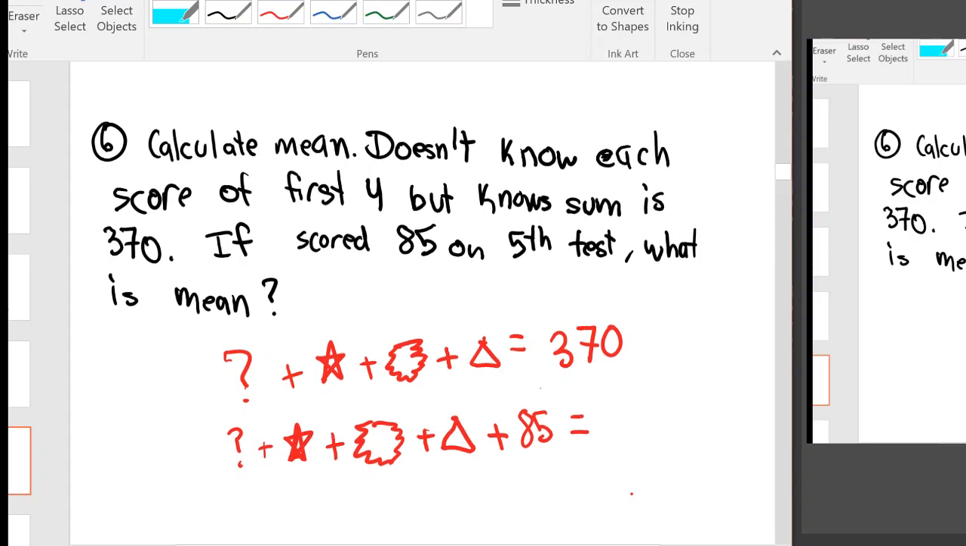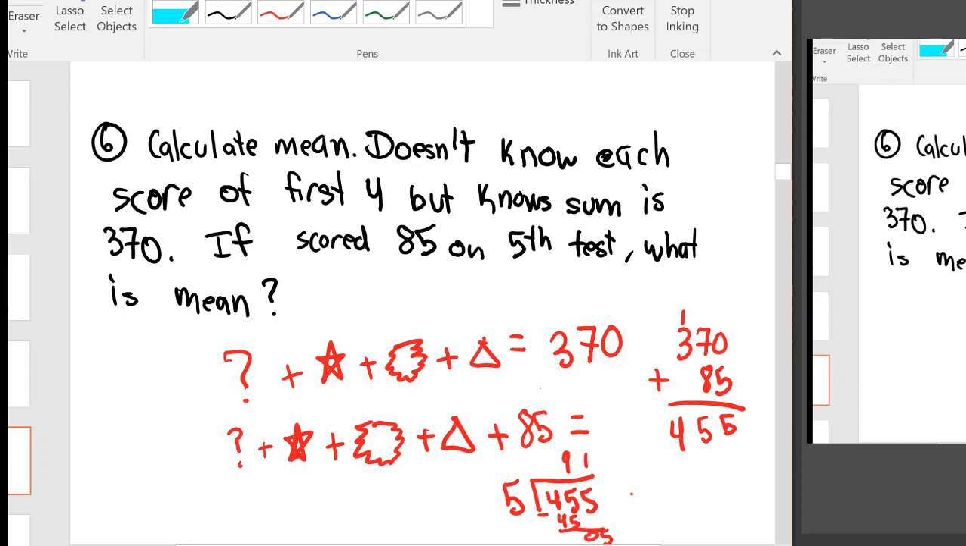I know all of these 4 together equal 370, so if all I'm doing is adding 85 to it, that's 370 plus 85, which is 455. They're just telling me to find the average or the mean. So I'm going to take the 455 and divide it by the 5 scores. That's 91. All right, 91 is your final answer. That was a pretty easy one, but if you got it wrong, it could be just a simple misunderstanding or math error.